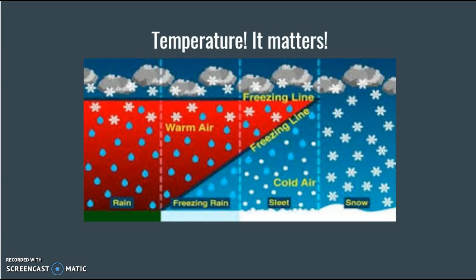When there is a little bit of cool air, then the precipitation can be freezing rain or hail. As we move even farther into less warm air and a lot more cold air, the precipitation becomes sleet. And then when there's no warm air around and it's really, really cold, the precipitation becomes snow.